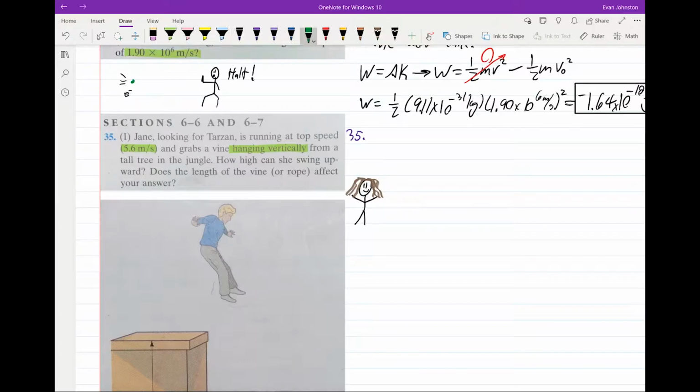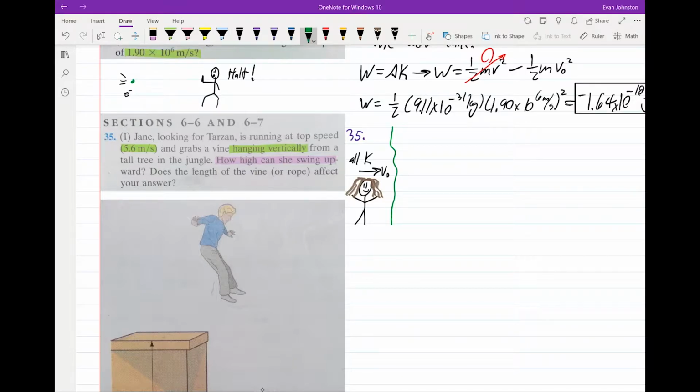So there's this vine then, and maybe the vine is coming right along here, and it's hanging vertically. How high can she swing? Okay, how high can she swing upward? All right, so she's going to run and hit this thing, she's booking it. She has all kinetic energy. She's at top speed, all kinetic energy with some initial velocity here.